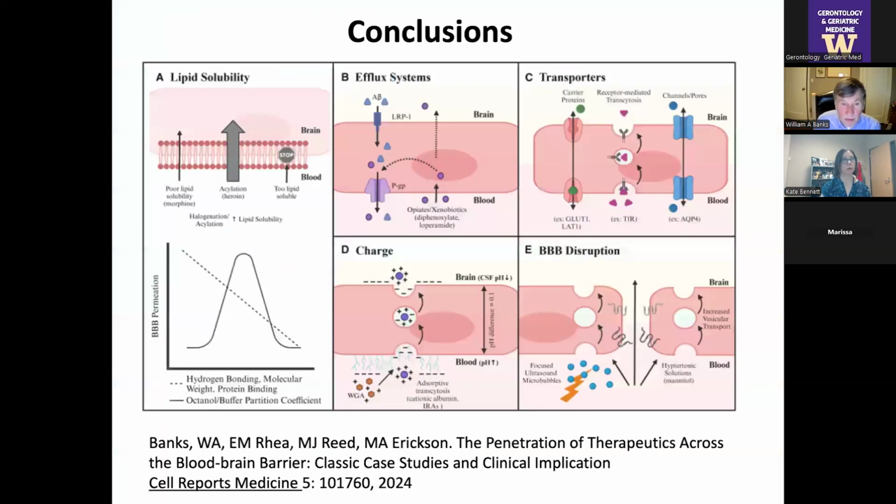So that's sort of my talk. We talked about classic lipid solubility and efflux systems, and a little bit about transporters. I talked too much and didn't talk about charge. Maybe we can do that some other time, in blood-brain barrier disruption.